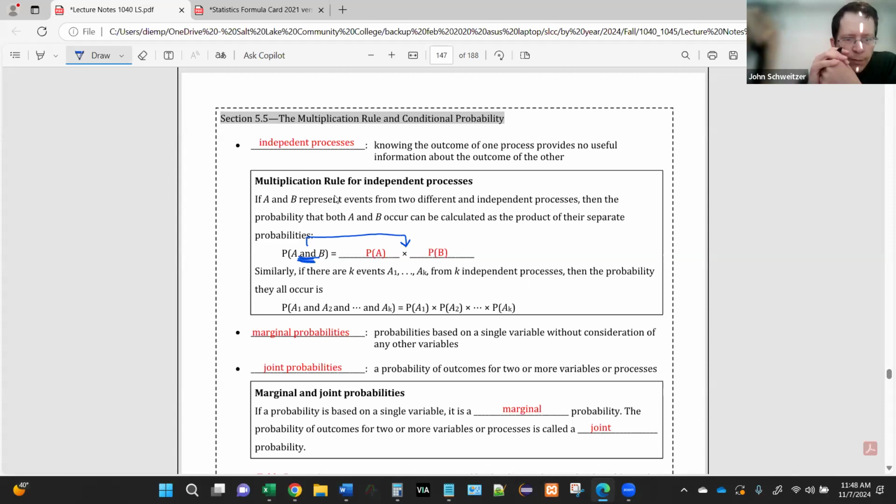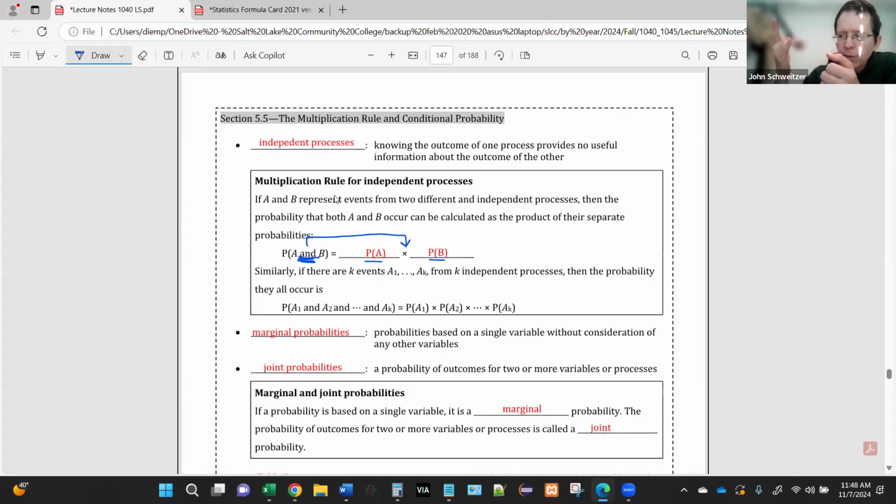If the events are independent, then the probability of A and B is the probability of A times the probability of B. With the or, we had the addition rule, and if the events were disjoint, the formula was easier. If the events were overlapping, the formula was more complicated. The same thing holds for the multiplication rule, but instead of disjoint, we think about independence. You might say, don't those sound similar? They do sound similar, but they're actually exact opposites.